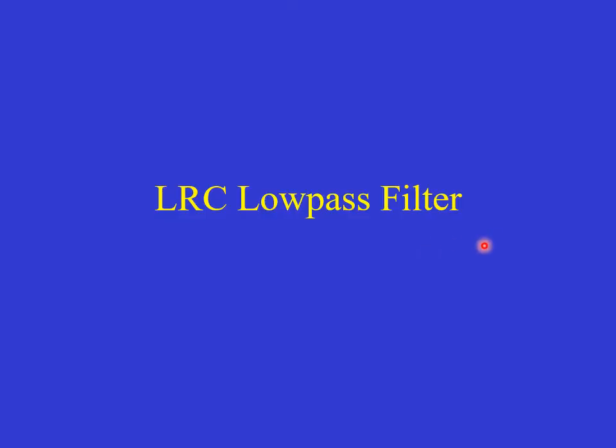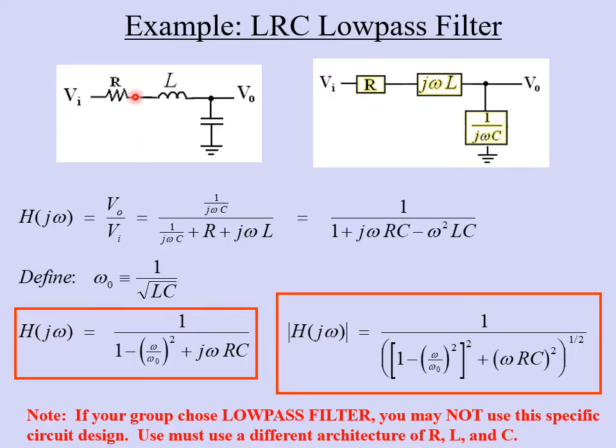So let's apply this to an LRC low-pass filter. Okay, so our example here, we've got this circuit right here. This is an example of an RLC low-pass filter. And by the way, for the filter project, if you're going to do a low-pass filter, you can't use this design right here. There's another architecture, though, that you can use. But this is the one that I'm going to work through in entirety, as an example to show you guys how to do it. And you'll have to do it for a different circuit than this.